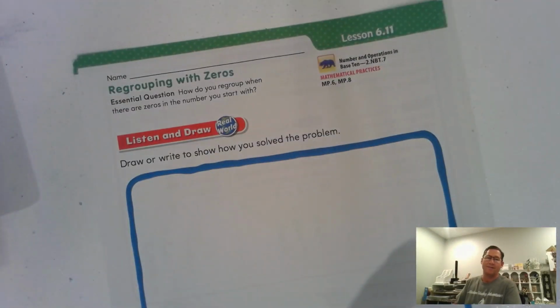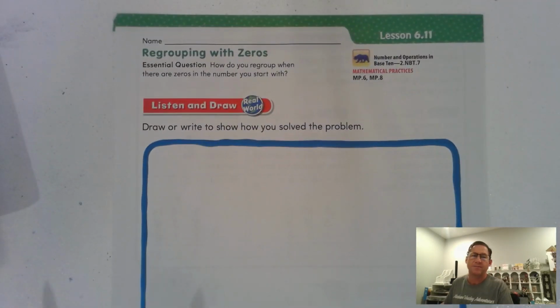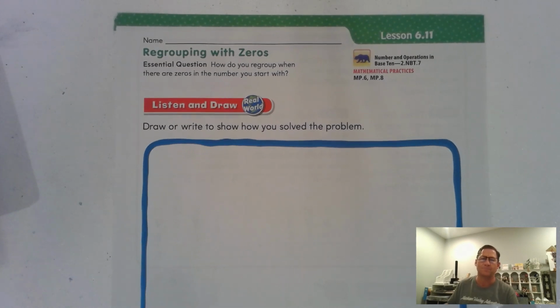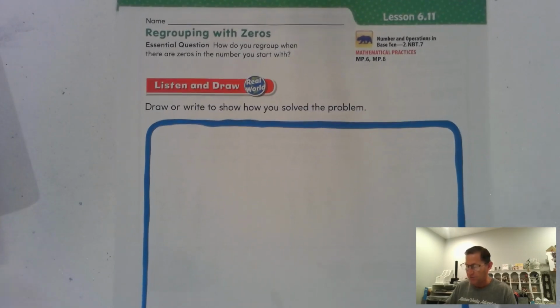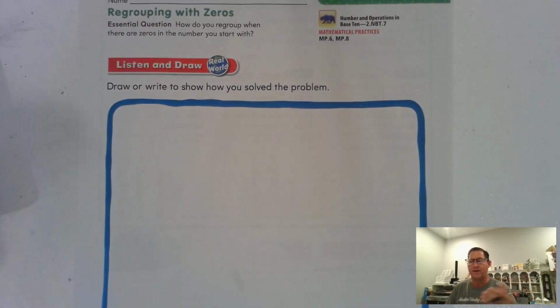Hello, everybody. In today's lesson, lesson 6.11, we're going to work with three-digit subtraction, but we're going to be regrouping with zeros. Our essential question that you should be able to answer at the end of this lesson is, how do you regroup when there are zeros in the number to start with? Okay, I'm going to read you a problem. And if you get stuck, remember you can always count up.